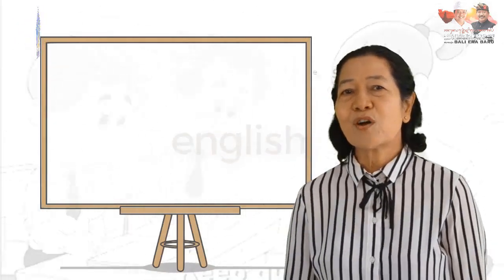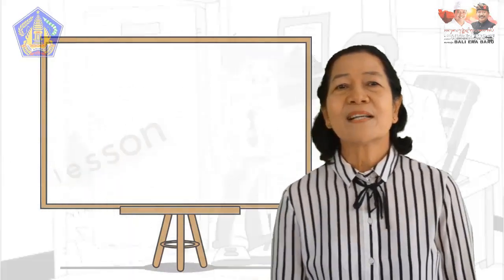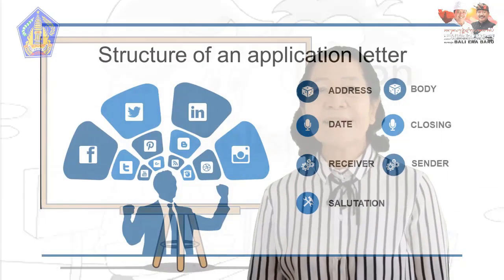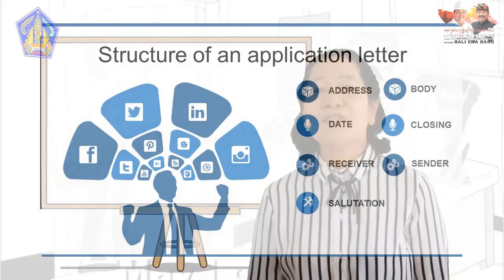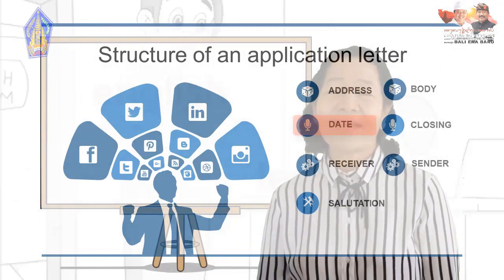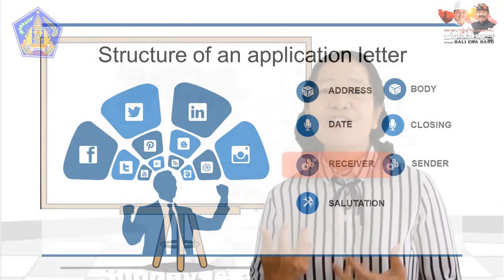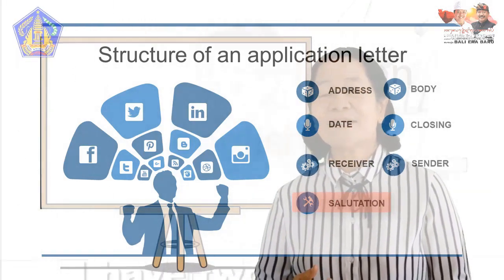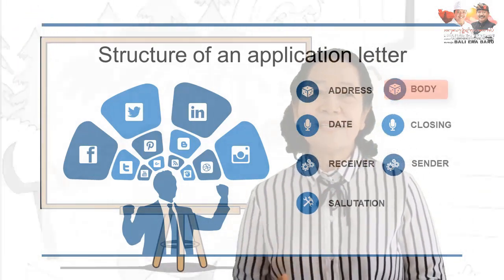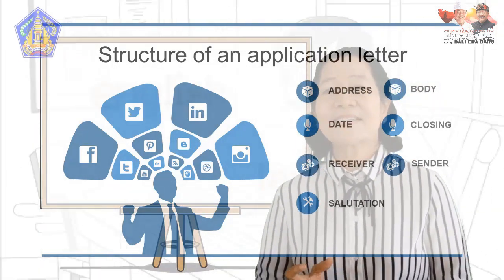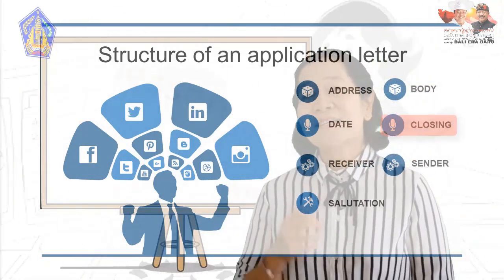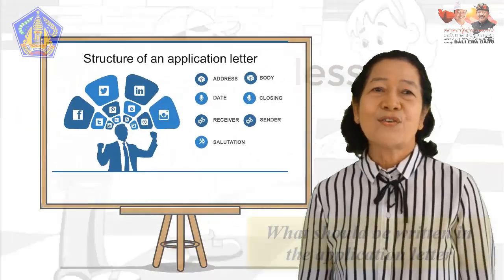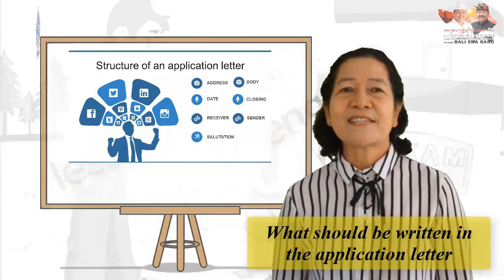Here are some components of a typical successful application letter. 1. Address. 2. Date. 3. Receiver. 4. Salutation. 5. Body. 6. Closing. 7. Sender. Now, what should be written in the application letter?